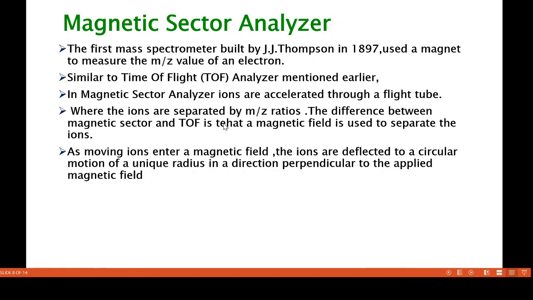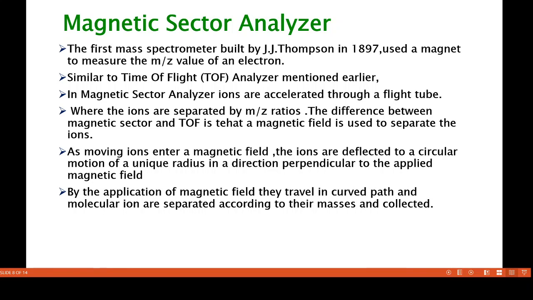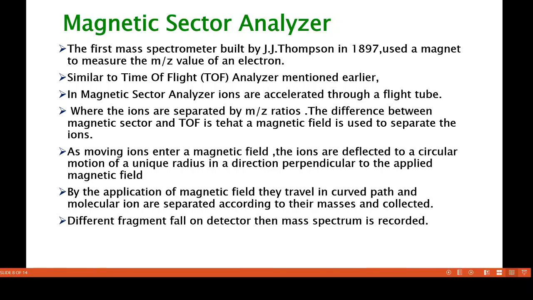as a moving ion enters a magnetic field, the ions are accelerated into a circular motion of a unique radius in a direction perpendicular to the applied magnetic field. By the application of that magnetic field, positive ions travel in a curved path and molecular ions are separated according to their mass and they get collected in the recorder. Different fragments fall on a detector, then the mass spectrum is recorded.